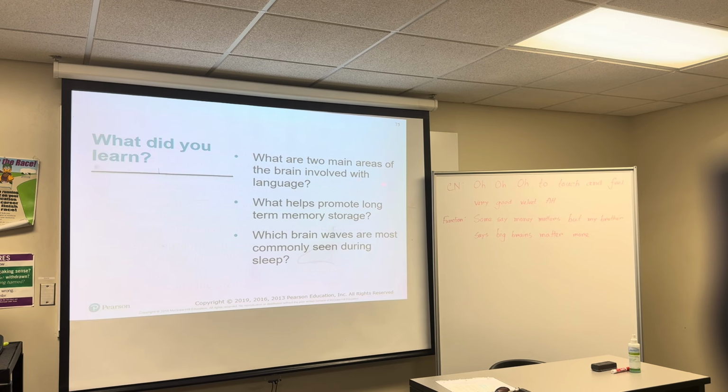Okay, what are the two main areas of the brain involved with language? Broca's area, Wernicke's area. What helps promote long-term memory storage? Consolidation, yeah. Which brain waves are most commonly seen during sleep? Delta wave, yeah. Alpha wave is just idle, relaxing. Sleep, delta wave, and gamma is the what? And then beta, alert, right?